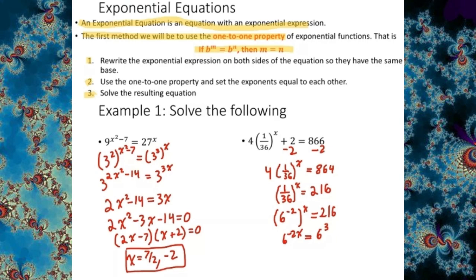Now I can use the one-to-one property and set the exponents equal to each other. Now I can solve the resulting linear equation, divide both sides by negative 2, and I get x equals negative 3 halves. Notice how I did not check the solutions. Remember, anytime you solve an equation, it is best practice to check. But here with exponential equations, as long as our exponents are expressions that have an all real domain, then we can get away with not checking, since our exponential functions also have a domain of all real numbers.